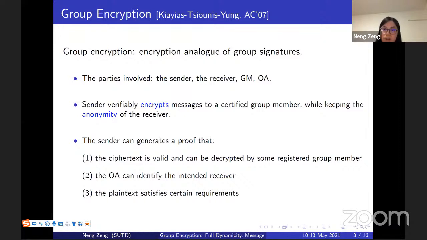But for key privacy, okay, but this one, key privacy, but this one, the public key is hidden when we are encrypting the messages.